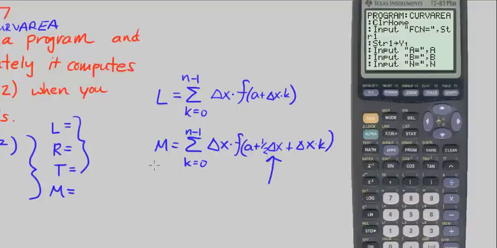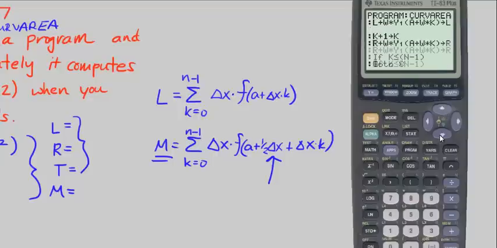This right here is the new thing for the midpoint area representation. So to change our program, if you want to go ahead and change yours to calculate the midpoint as well, let's do that. What we should do first is initialize, just like we initialized R and L. Let's insert an initialization for M. So second insert enter gives me a space. Now I'm going to put 0 stored into M. So alpha M, right?